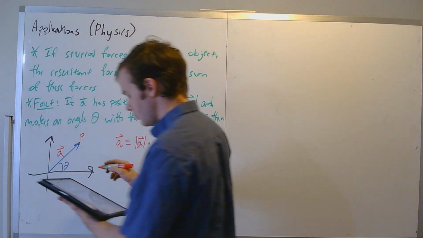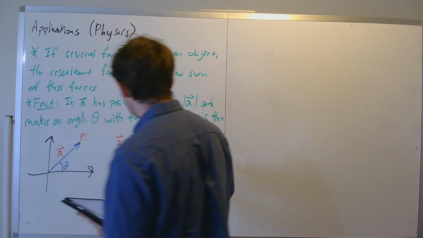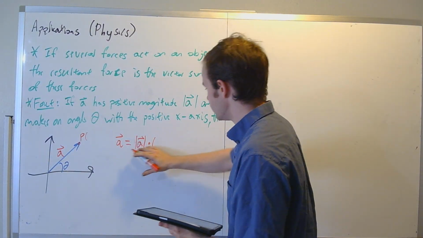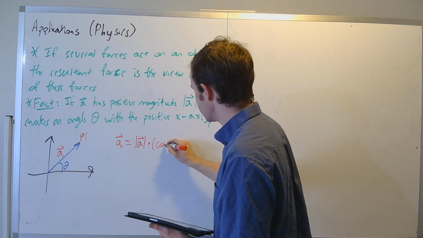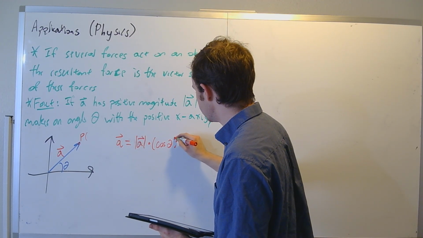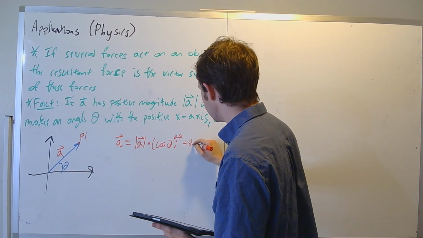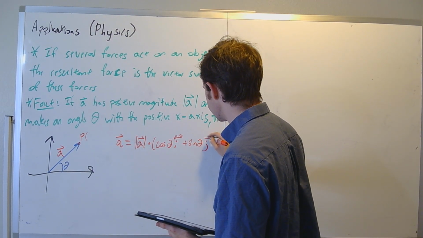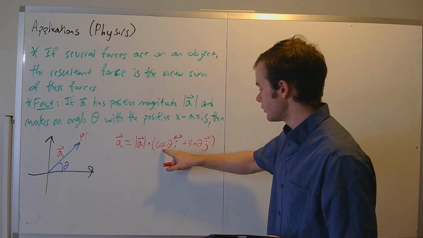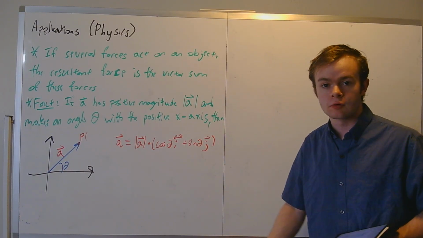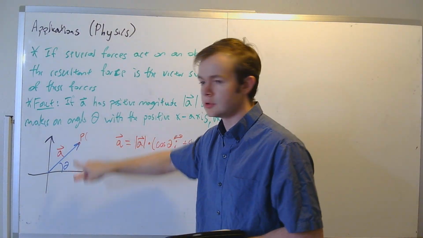So this point here has, let me write this down here. So our vector A is going to be the magnitude of A times cosine theta times i plus sine theta times j. Again, the reason for that is because for a point on the unit circle, its x coordinate is cosine theta and its y coordinate is sine theta. Then you just scale it by the magnitude. Then all of a sudden you've got the original vector A.